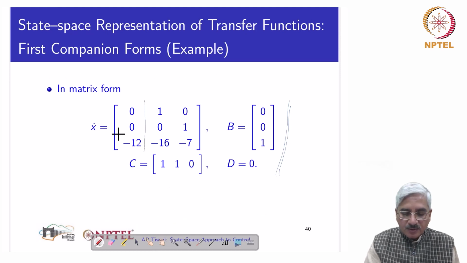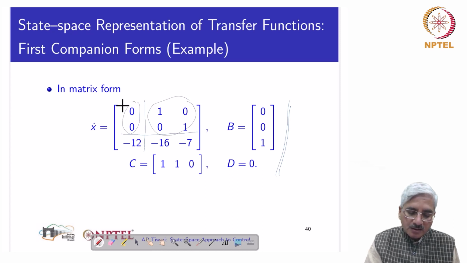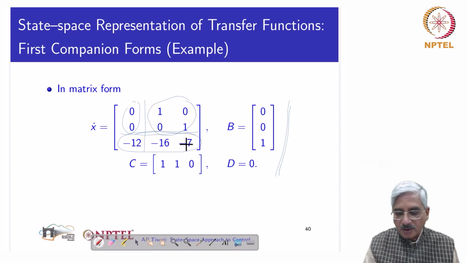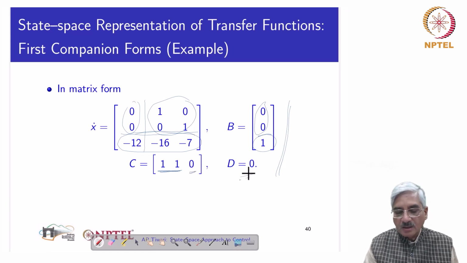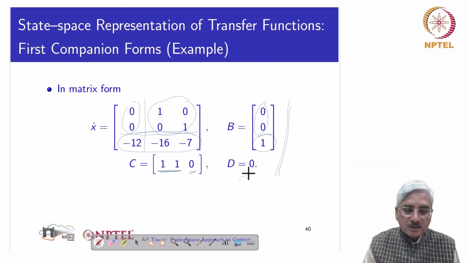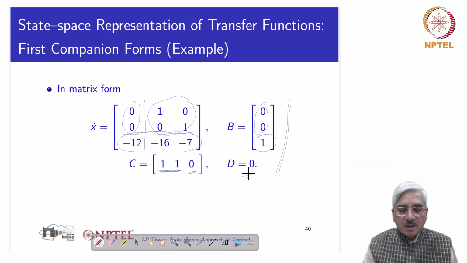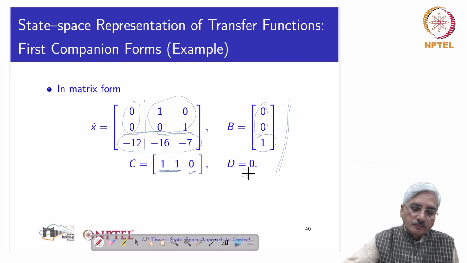As it was there in the general example, this part is the identity matrix, this part is 0, and this is the coefficients of the denominator polynomial. B has 1 only in the last row, the remaining 2 are zeros. And C is the combination of the first two state variables as 1, 1, the third one is not there, so 0 times x3, and D is 0. So this is the first companion form representation of the given system.